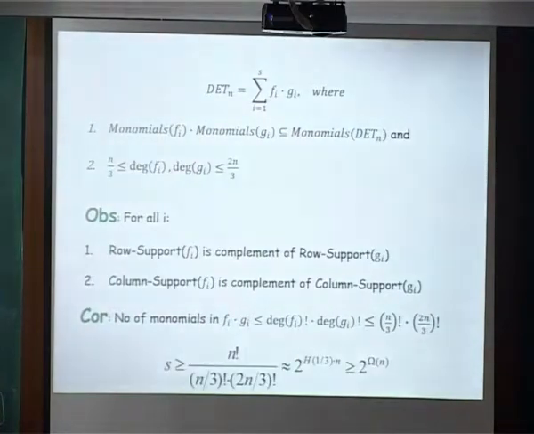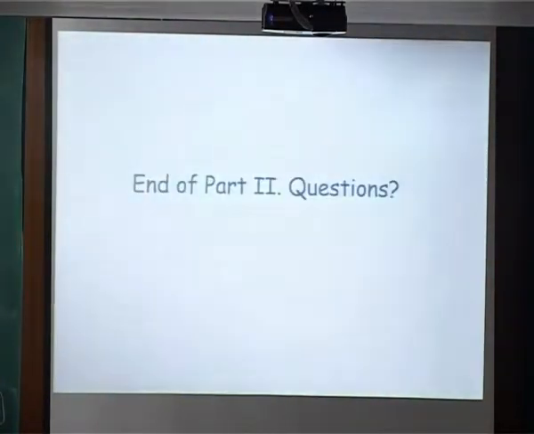Then, if you just look at how many monomials there are in the determinant, there are n factorial monomials. Each term generates at most these many monomials, so the number of terms must be at least the ratio of these two. And if you recognize this ratio, this is just the binomial coefficient n choose n by 3, which is approximately 2 to the entropy of 1/3 times n, which is exponential. So that's the proof of the monotone lower bound. Any questions?